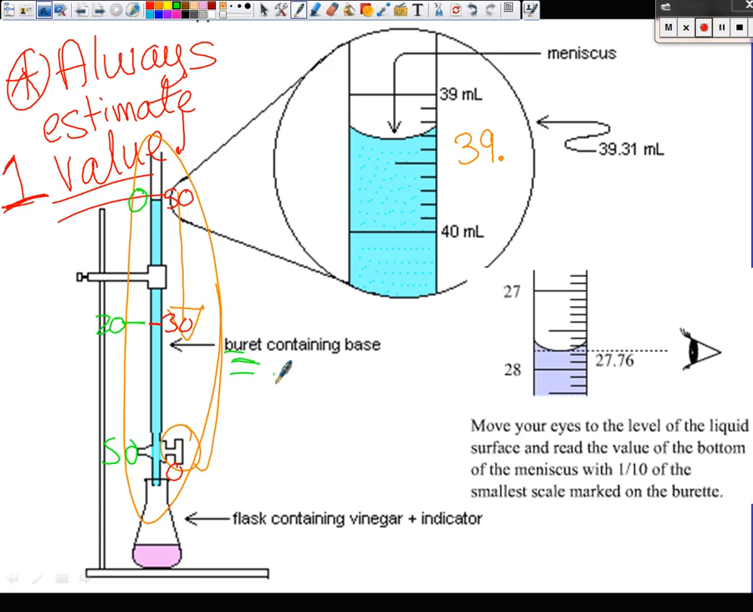So when you turn that little blue knob at the bottom and the liquid comes out, it's easier to read it from that perspective. Nicole, you with me?